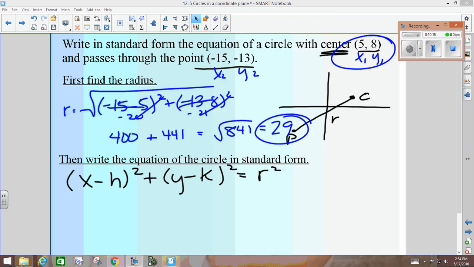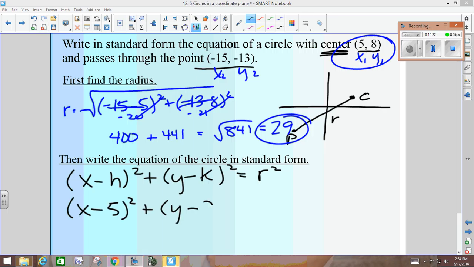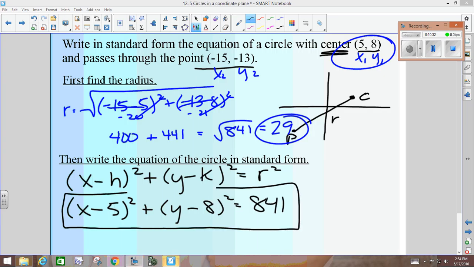What should we put in for h? How about in for k? And in for r? And 29 squared is 841, so this would be equal to 841. Because 29 squared is 841, and you have to put r squared in at the end.